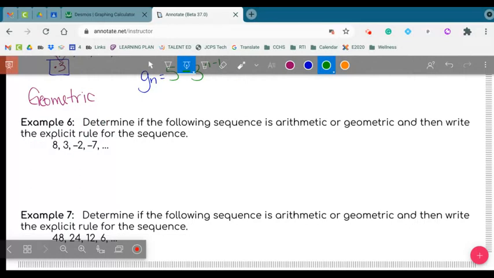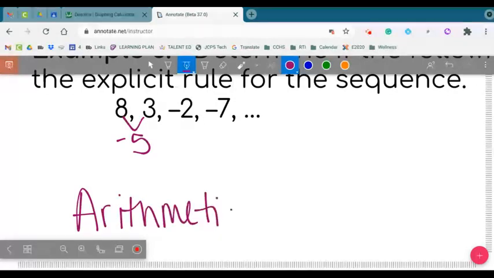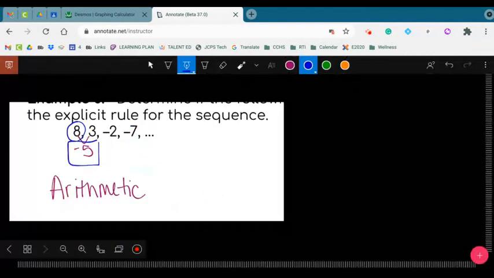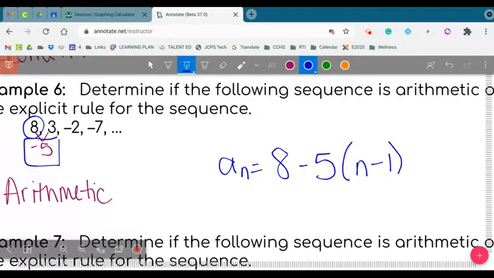Okay, going down, it says determine if the following is arithmetic or geometric, and then write the explicit rule. So if we go from 8 to 3 to -2 to -7, we're clearly going down. We're subtracting 5, so this is arithmetic. So let's go find our arithmetic explicit rule. Our first term's 8. Our common difference is -5. So I'm going to have a sub n equals my first term, which is 8, minus my common difference, which is 5, and then my parentheses n minus 1. Then I'm done.